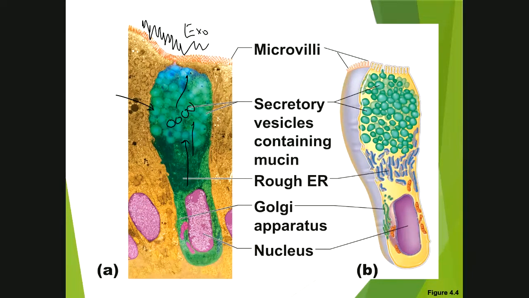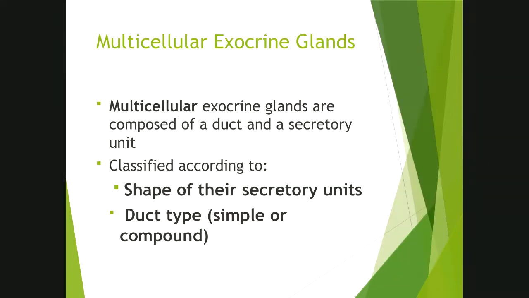That's the only one we have like this. All of our other glands are multicellular. Multi, more than one cell. And so when you look at multicellular glands, we already talked about them. They have a duct and they have a secretory unit. And so we can further classify these.